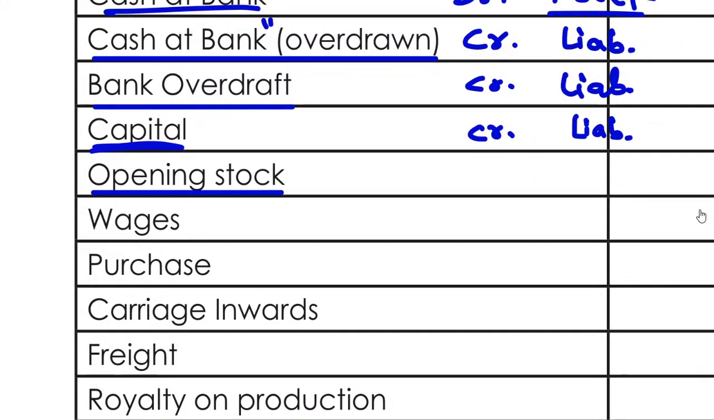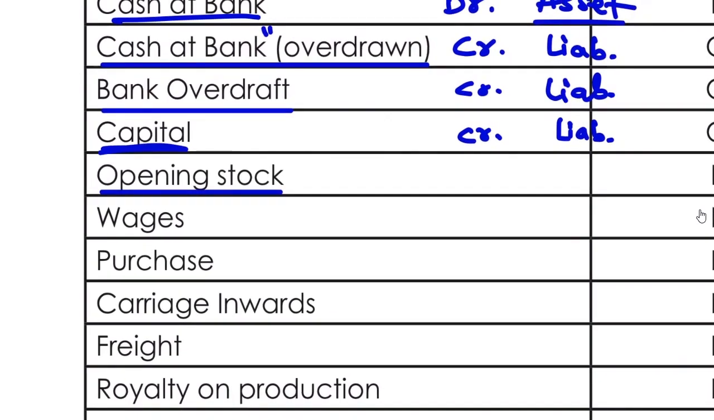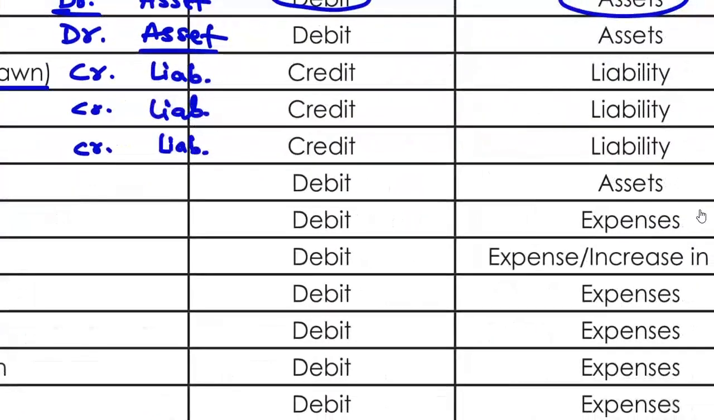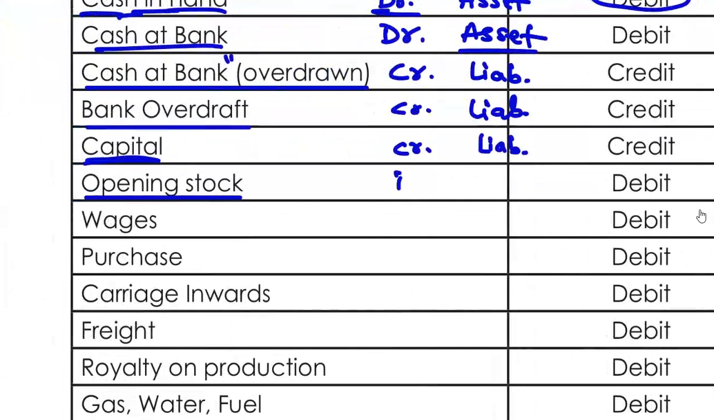Then we have the opening stock. Opening stock is nothing but the amount of goods which is present when we start our business. So it is an asset, on the debit side of your trial balance.